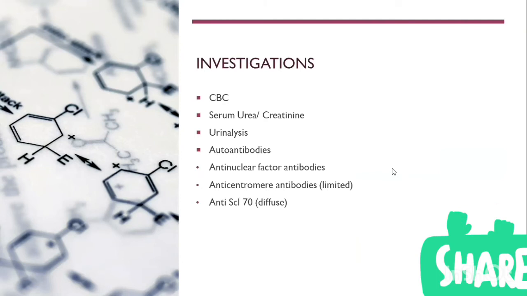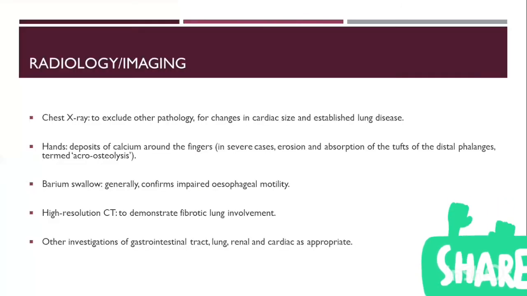In radiological examination, we can go for chest X-rays. Can also use high-resolution CT scan to demonstrate the fibrotic lung involvement, and barium ingestion to confirm the impaired esophageal motility. And we can also opt for other investigations for gastrointestinal tract, lungs, renal, and cardiac system.